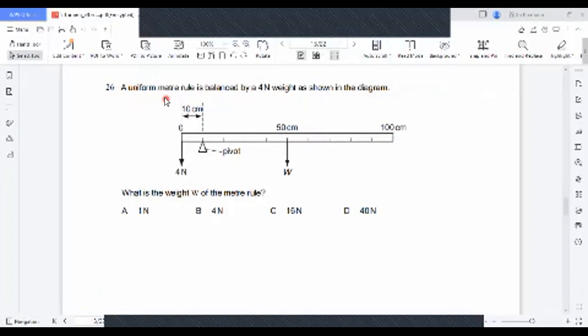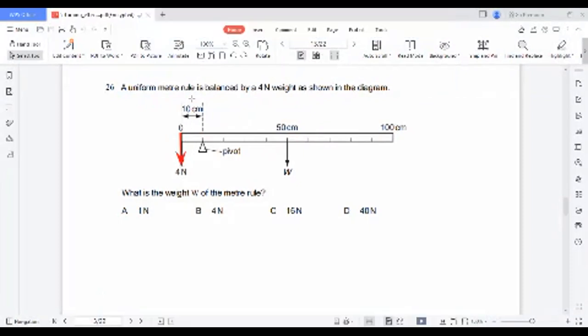A uniform meter rule is balanced by a 4 Newton force. Here is a 4 Newton force which is acting in downward direction. What is the weight W of the meter rule? Here is W.